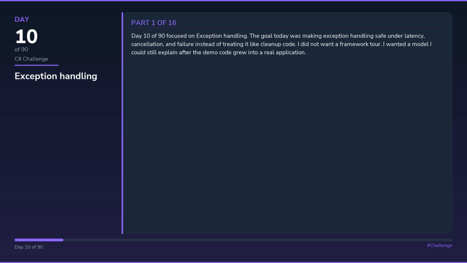Day 10 of 90 focused on exception handling. The goal today was making exception handling safe under latency, cancellation, and failure instead of treating it like cleanup code. I did not want a framework tour. I wanted a model I could still explain after the demo code grew into a real application.